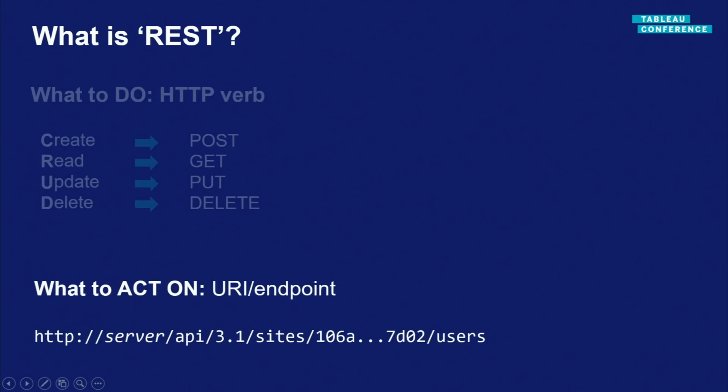So once you know what kind of action you want to take, the next question is what kind of item you want the action to be taken on. In order to do that, you need to provide a URL indicating the URI or the endpoint that the HTTP verb is going to be working on. Here we can see we are aiming for the server with API version 3.1, pointing to the sites, followed by a specific site ID, and then the endpoint called users. So this basically means we want to work on users on this specific site on this Tableau Server.